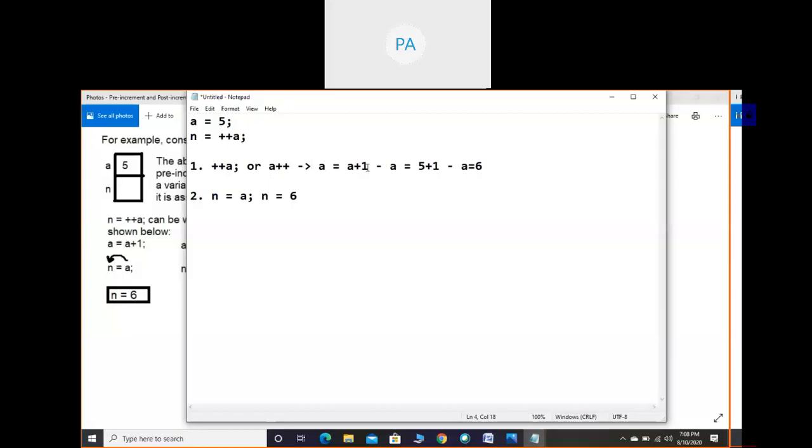So when you write a equals to a plus 1, only in the RHS you substitute the value, that is 5 plus 1. So when you substitute the value in the RHS, 5 plus 1 is 6. So the final value of a is 6.